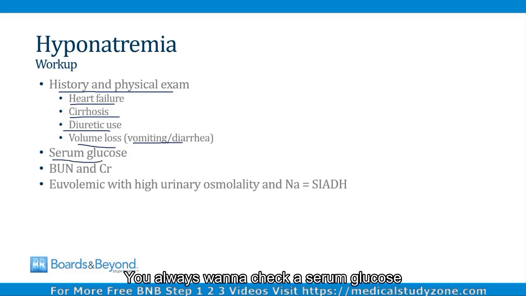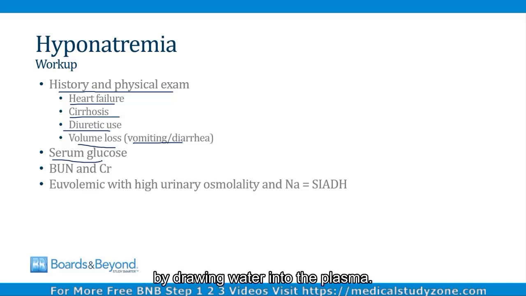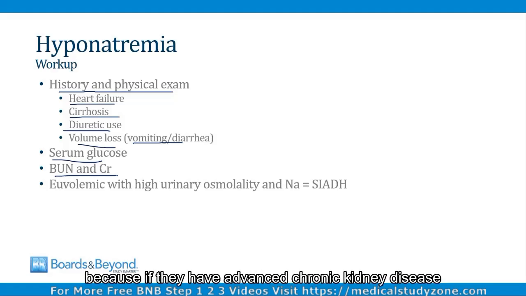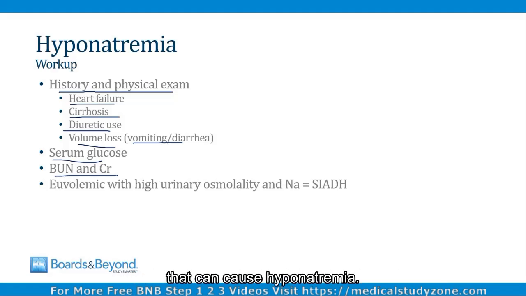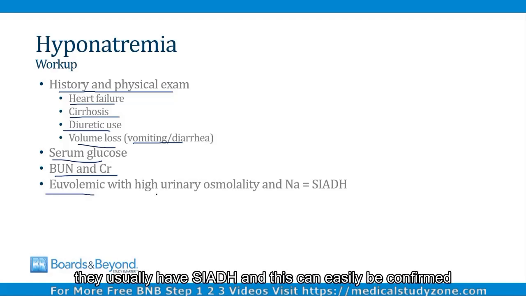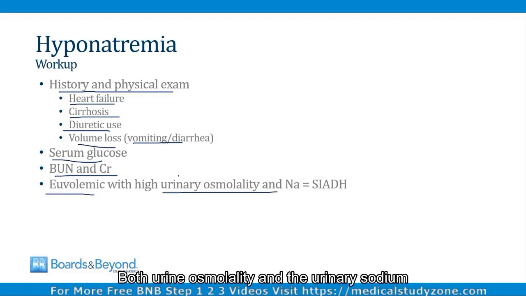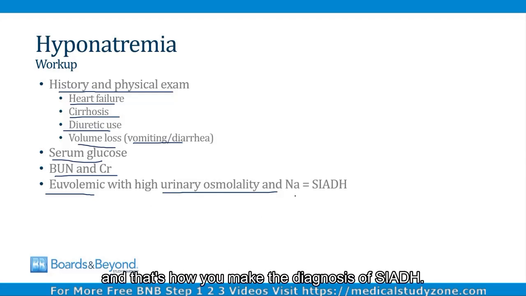You always want to check a serum glucose in patients who have hyponatremia because if the patient has a very elevated glucose, then as we talked about, that will cause hyponatremia by drawing water into the plasma. You always want to know the BUN and creatinine in your patients because if they have advanced chronic kidney disease, that can cause hyponatremia. And then finally, as I said on the last slide, in patients who are euvolemic with hyponatremia, they usually have SIADH, and this can easily be confirmed by checking the urine osmolality and the urine sodium. Both the urine osmolality and the urinary sodium will be inappropriately high in the setting of hyponatremia, and that's how you make the diagnosis of SIADH.